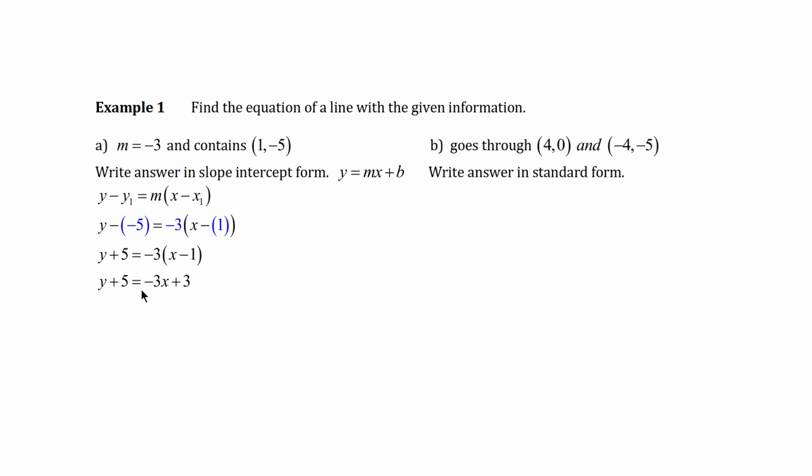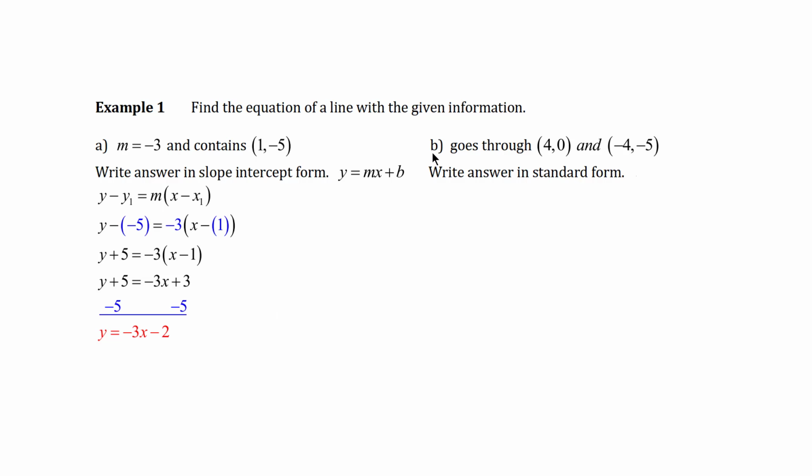From here, we get rid of the plus 5 by subtracting 5 from both sides of the equation. On the left-hand side, the plus 5 and minus 5 cancel out, and we bring down the y. On the right-hand side, we have plus 3 and minus 5. This gives us -2, and we bring down the minus 3x. So the result is y equals -3x minus 2. This equation is already in slope-intercept form, so this is our final answer.